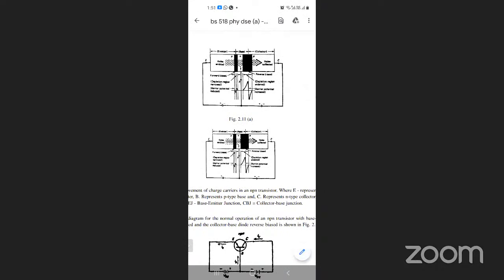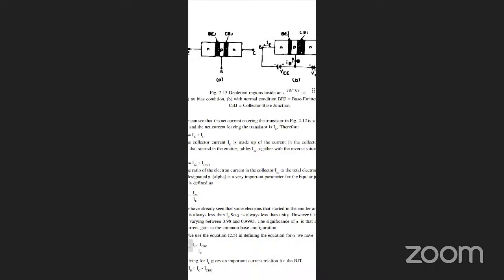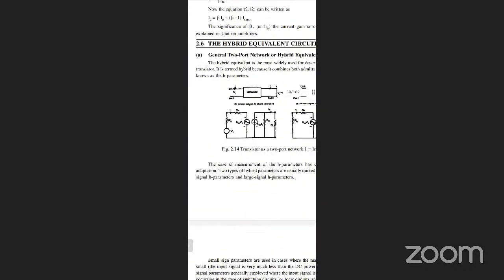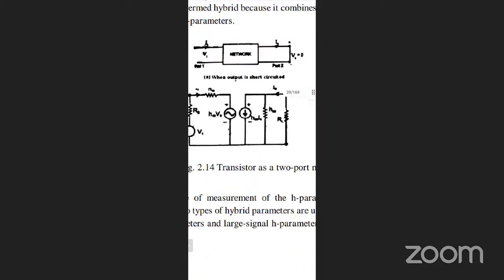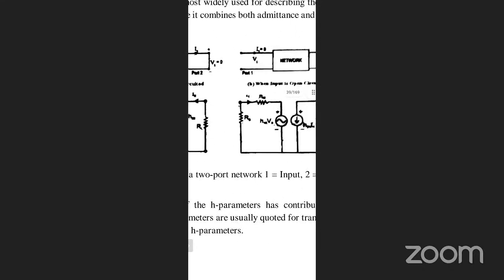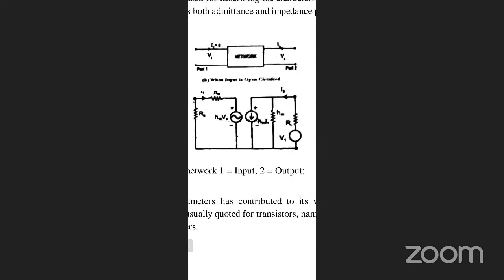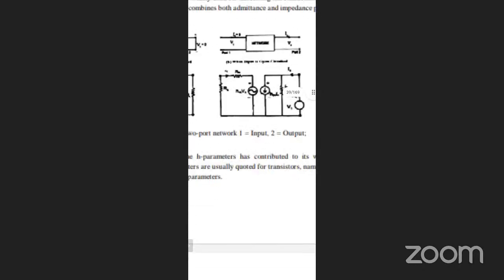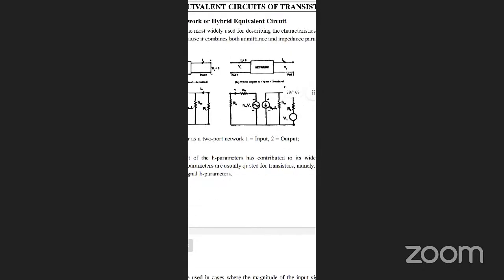You can go for it. But one thing, you have to draw the diagram also. Hybrid equivalence here. This is the hybrid parameter. For the hybrid input, two terminals are needed, and for the output, the other two terminals, so it is a 2 plus 2, four terminal network. Okay, the transistor as a 2-port network, and here you can easily go for simplifying this.